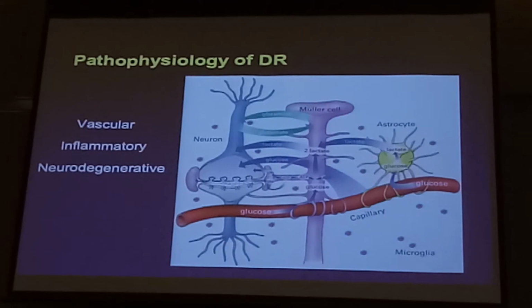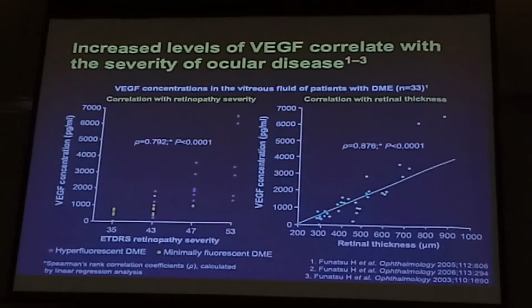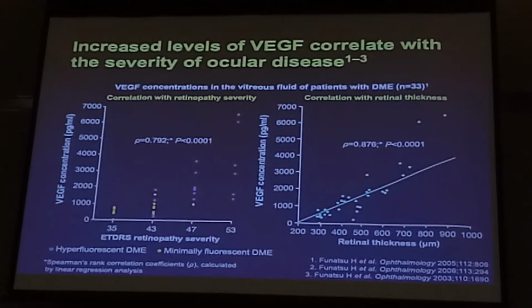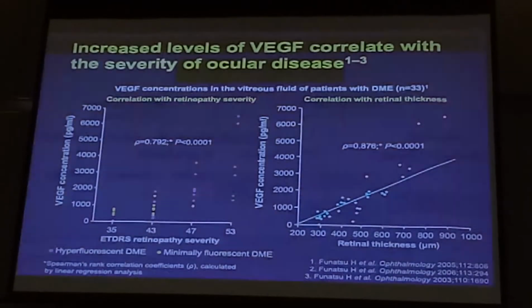But there are other mechanisms that you have to think about. Inflammation and neurodegeneration. There's clear evidence that VEGF is the main player, at least in the early stages of diabetic retinopathy. In DME, for example, you see that the levels of VEGF are higher than in neovascular AMD. Interesting, isn't it? Why? Because it has probably accumulated over many years. And there is a correlation between the levels of VEGF and the thickness of the macula. So again, the biologic rationale for the role of VEGF is very, very strong. And that's why when we give anti-VEGF, it usually works.